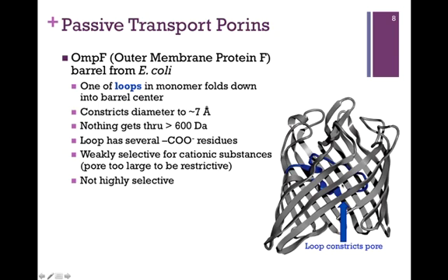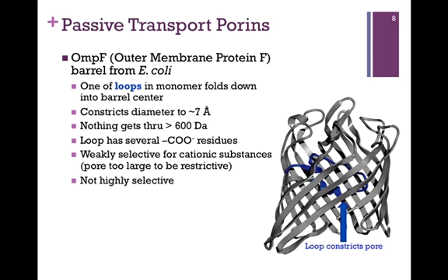That constricts the pore to a diameter of about 7 angstroms, so that nothing's going to get through that's any larger than 600 Daltons. As it turns out, in this one example, the loop has several carboxyl residues, which of course at physiological pH would carry a negative charge. So we say it's weakly selective for cationic substances.